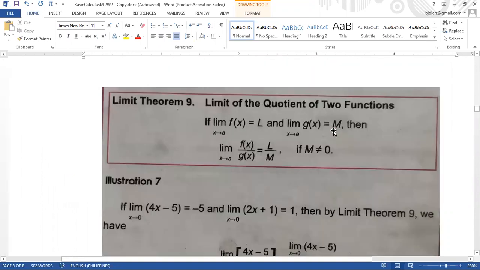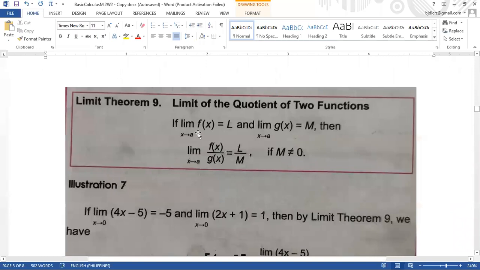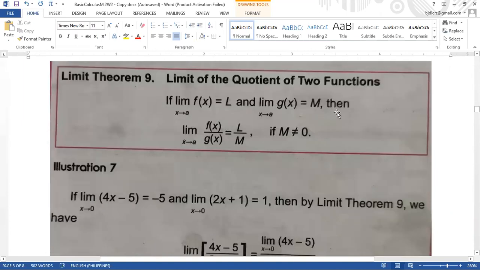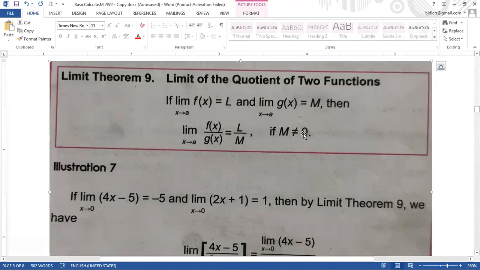Limit of the quotient of two functions. So if limit of f of x as x approaches to a is equal to L, and the limit of g of x as x approaches to a is equal to M, then the limit of f of x over g of x as x approaches to a is equal to L over M. And also M should not be equal to 0. Okay ha, denominator dapat dili equal to 0.